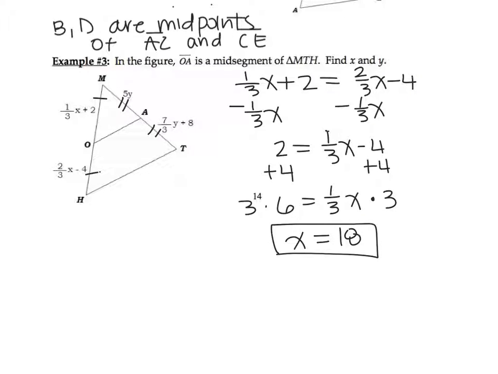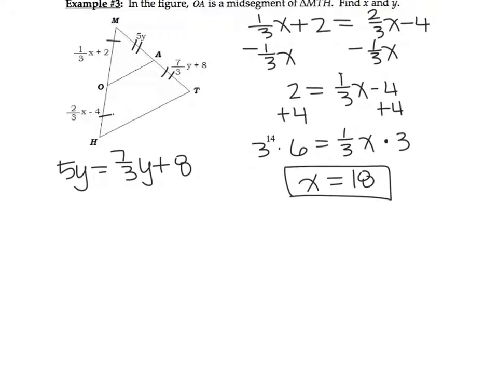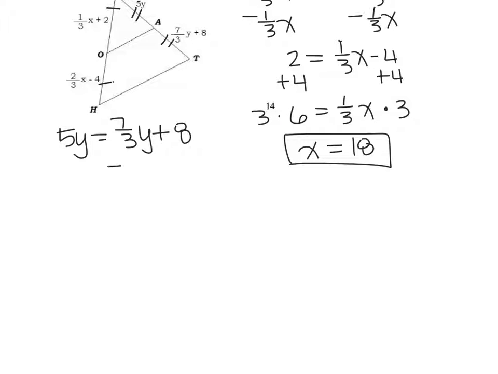Now we're going to use the fact that MA and AT are equal and say that 5y equals 7/3 y plus 8. So we're going to subtract the 7/3 y. But 5 and 7/3 are not like fractions, but we can rewrite 5. 5 over 1 is the same thing as 15 over 3. We multiply the top and the bottom by 3. So we're really doing 15/3 minus 7/3. And when we do that, we get 8/3.